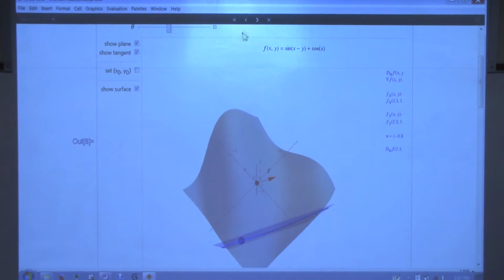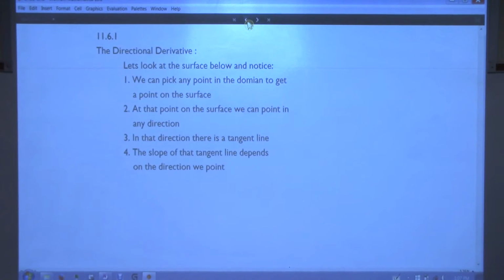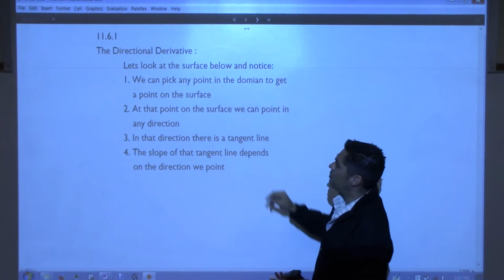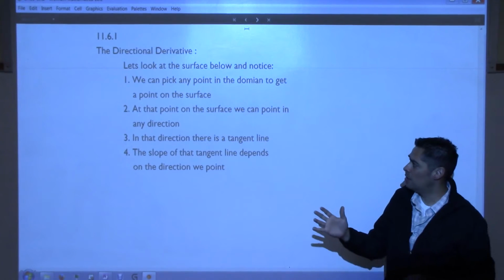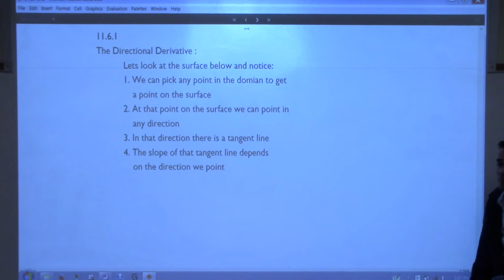All right, so we can find this, all right? We can pick any point in the domain to get a point on the surface. At that point on the surface, we can pick any direction we want. In that direction, there is a tangent line. The slope of that tangent line depends on the direction that we're pointing in. That's what we know so far.